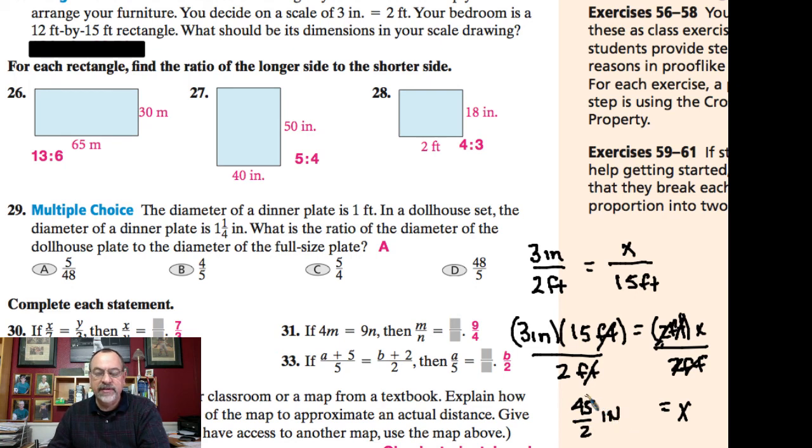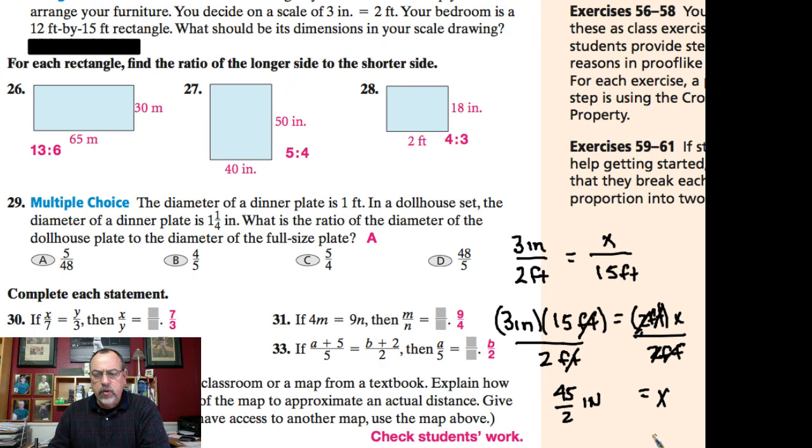Now I don't want to leave this because if I told someone to draw a line that's 45 over 2 inches long, that just doesn't make much sense. So this is where I would want to go ahead and come up with the decimal answer or mixed number. When I divide that out, I'm going to get 22.5 inches as the length of my other side of my room. So on my drawing, I need to make the lines 18 inches by 22.5 inches in order to accurately represent the dimensions of my room.